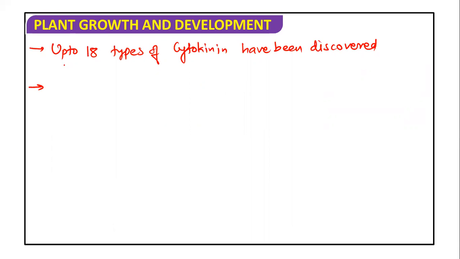Now the cytokinins are basic in nature. If we talk about auxin and gibberellin, which we have discussed, they are acidic. So they mainly promote cell division, either alone or in conjugation with the auxin that we have discussed, and how the discovery occurred, that also we have found.